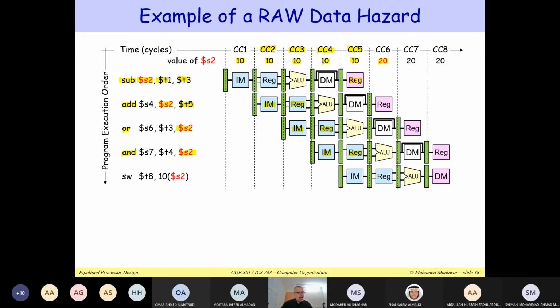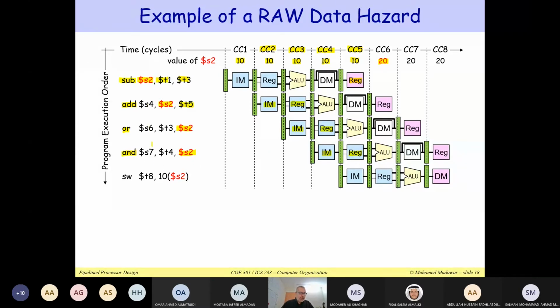Therefore, the reading will take the output of the register, while the new value is only at the input of the register. So the register has not been written yet. The writing will take place at the edge of the clock cycle, at the end of the clock cycle. For this reason, the AND instruction is also going to read the wrong value of S2.